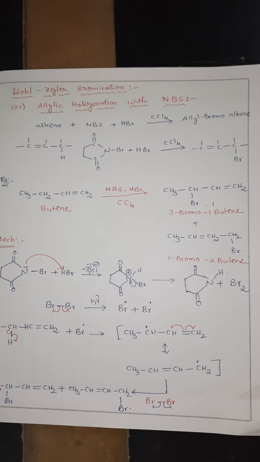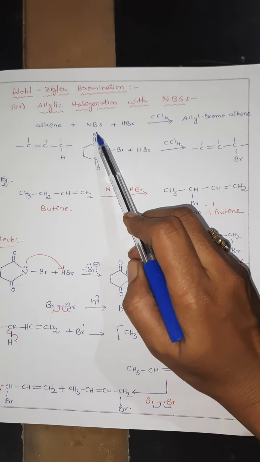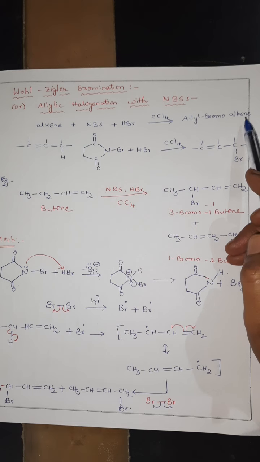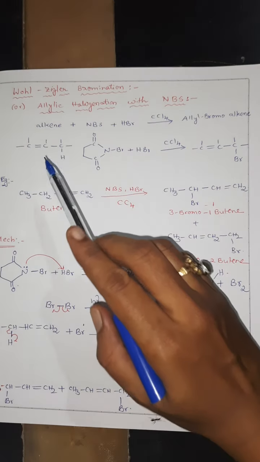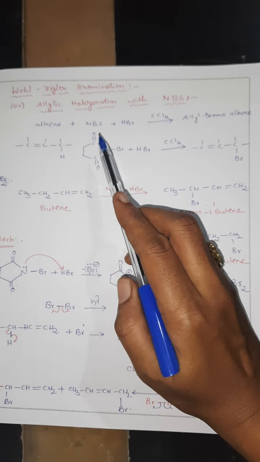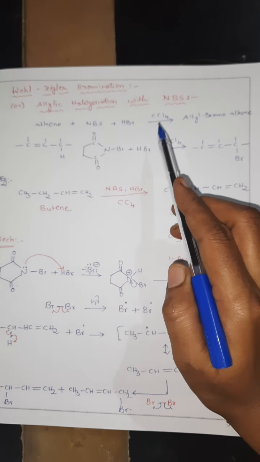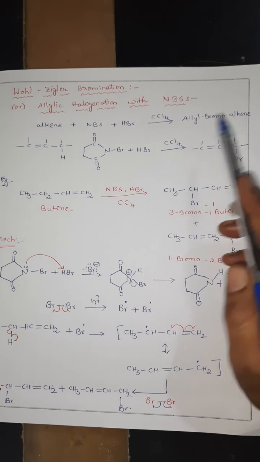What is Wohl-Ziegler bromination? Alkenes on treatment with N-bromosuccinimide and hydrogen bromide in carbon tetrachloride solvent form allyl bromoalkene. Okay, this is known as Wohl-Ziegler bromination.